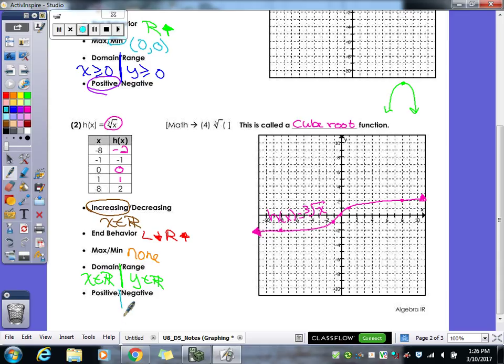And then here we have positive and we have negative. So those get split up into two pieces. So when x is greater than 0, so this way, are we positive or negative? Positive. Positive when x is greater than 0. So therefore, we're negative when? When x is less than 0. There we go.